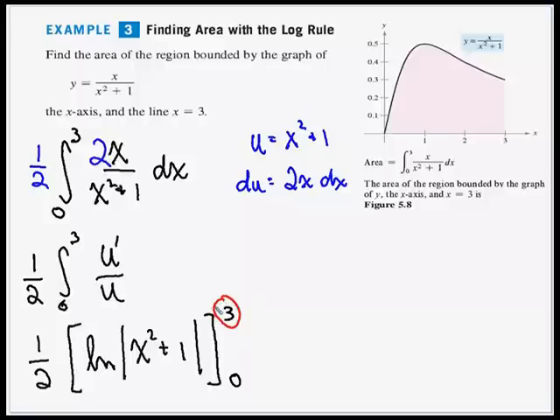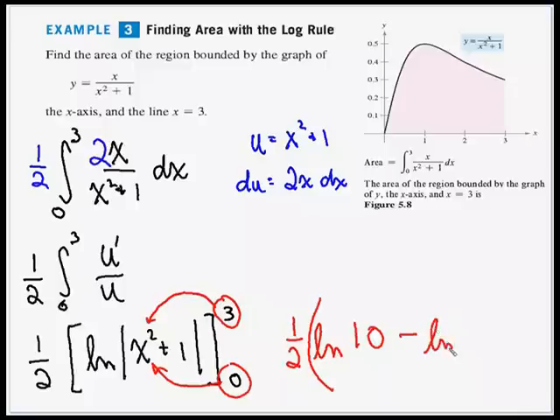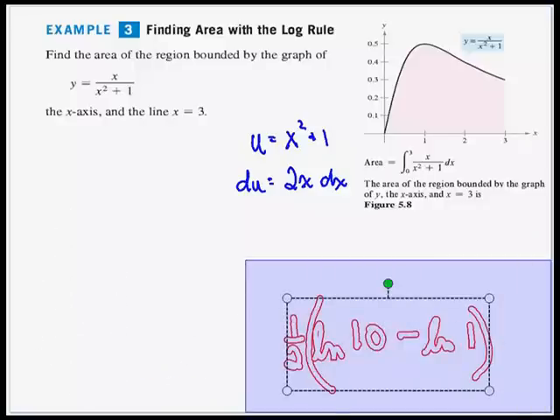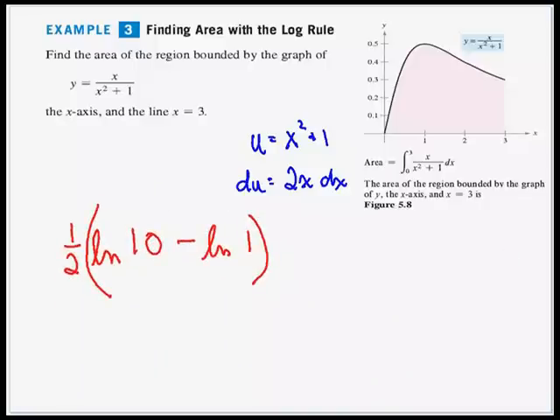First we plug in our 3 for x, so we're going to have 1/2 the ln of 3 squared is 9, plus 1 is 10, ln of 10. And then minus, plug in our lower limit of 0. The ln of 0 squared plus 1 is 1. And the ln of 1, that should be something we have committed to memory. We have our ln of 10.